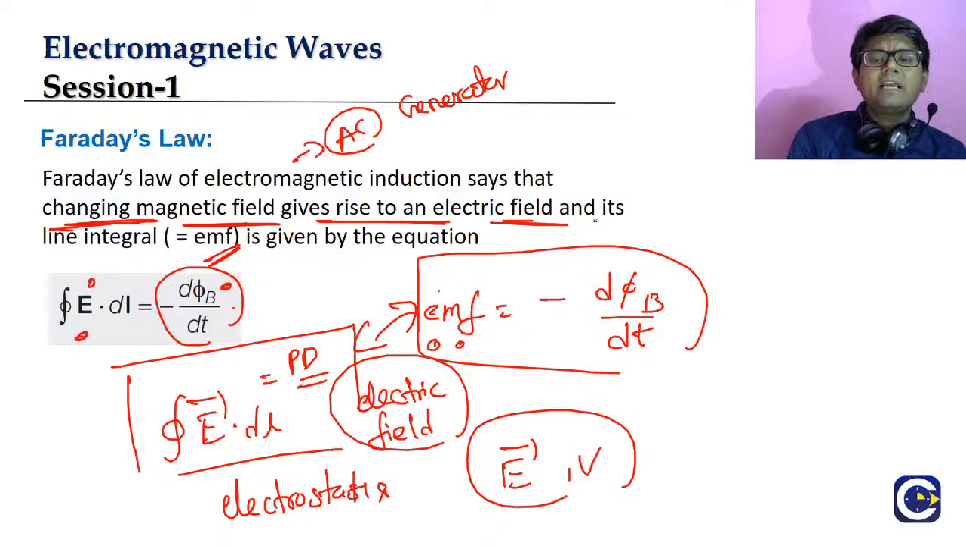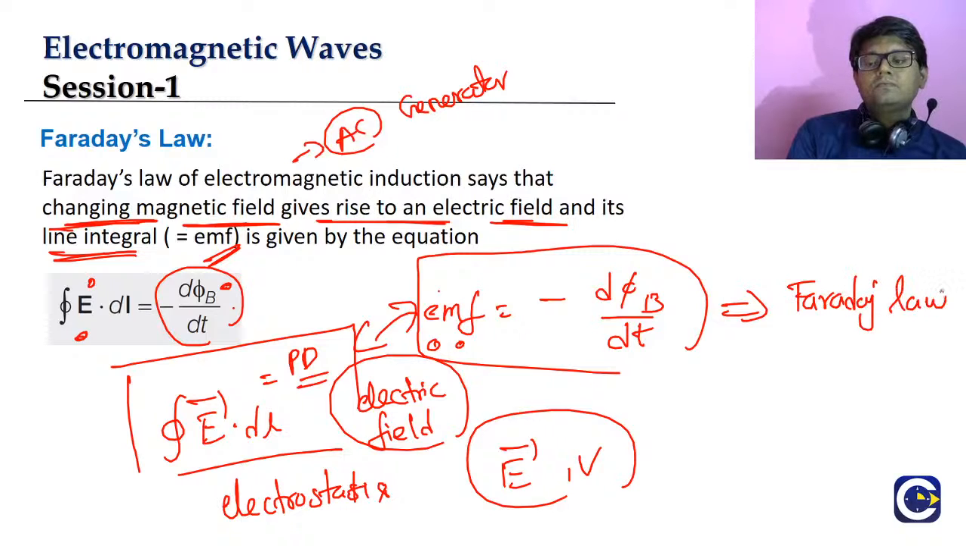And how do we have the relation? We will have the relation in terms of the line integral. So the line integral of electric field will be equal to minus d phi B by dt. We will call this Faraday's law. Like I said, this is one part of the story: a changing magnetic field can give rise to an electric field.